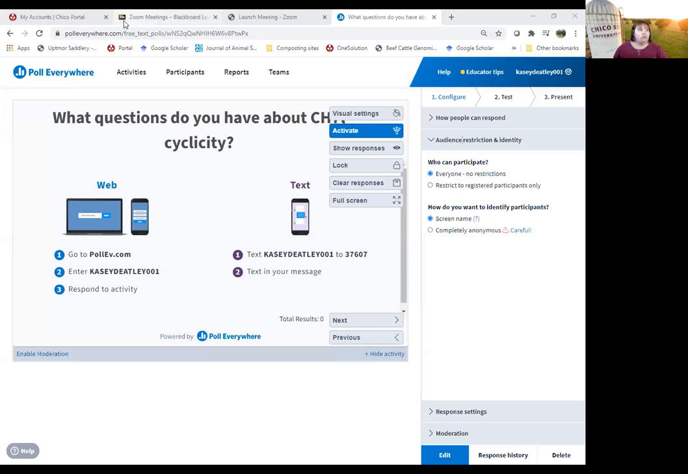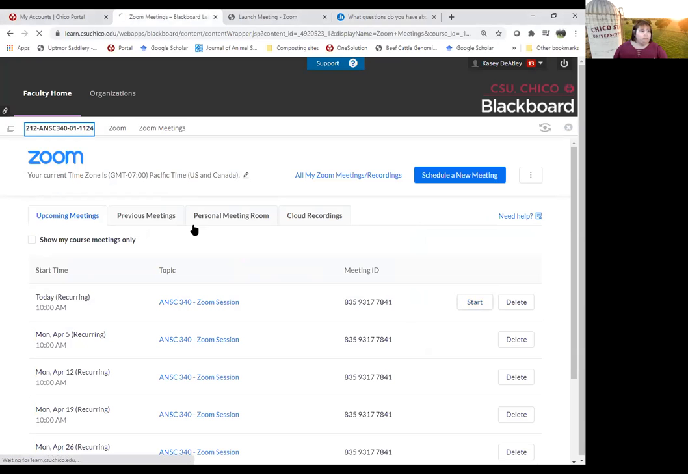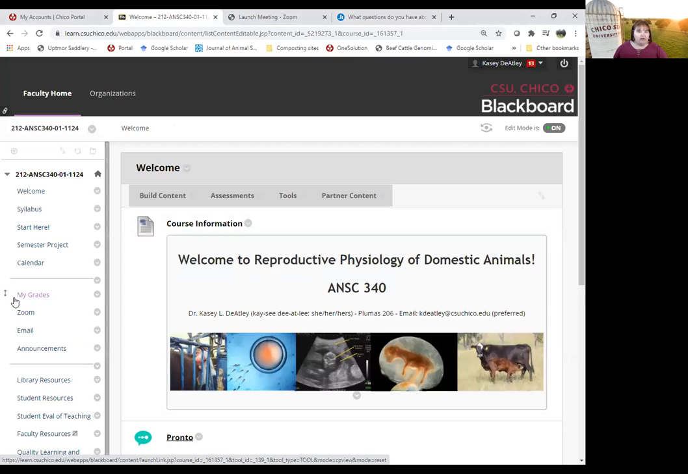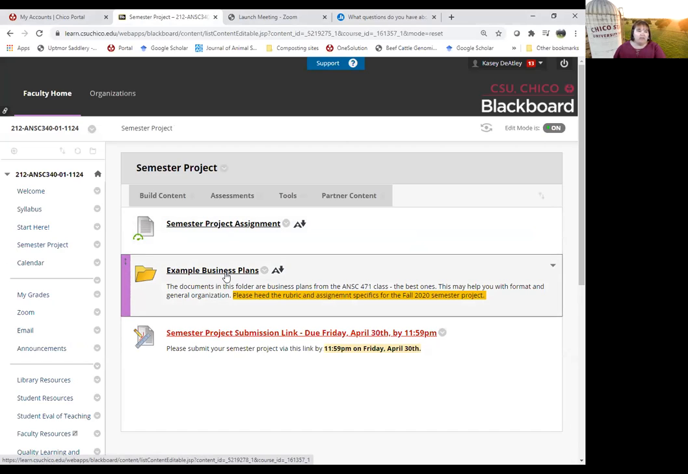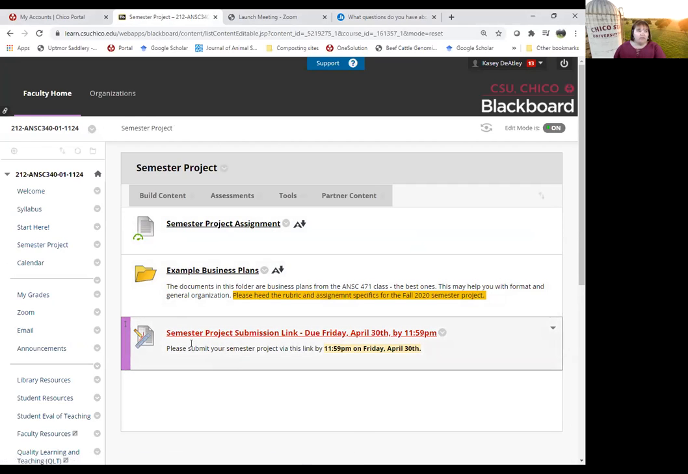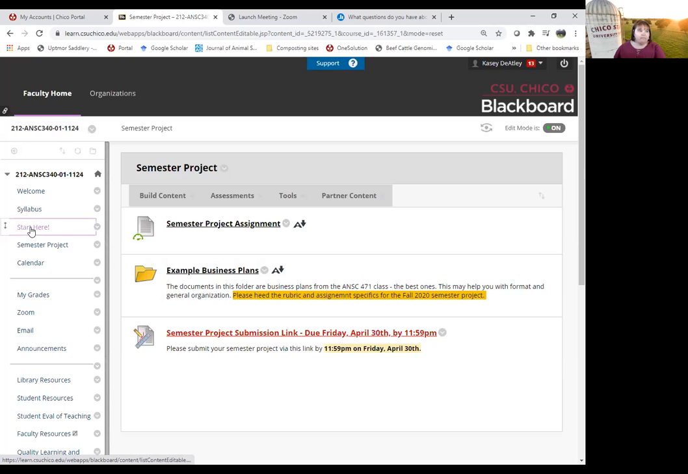and I'm going to switch gears. We'll go look at Blackboard just to make sure everybody is on track with what is coming up. So again, the semester project module is right underneath the Start Here module. In that module, you will see the actual assignment that was detailed out a few weeks ago in the Zoom lecture. There are some example business plans in here that have some elements of and can be an example for those assignments. And then this submission link is also in this module as well.